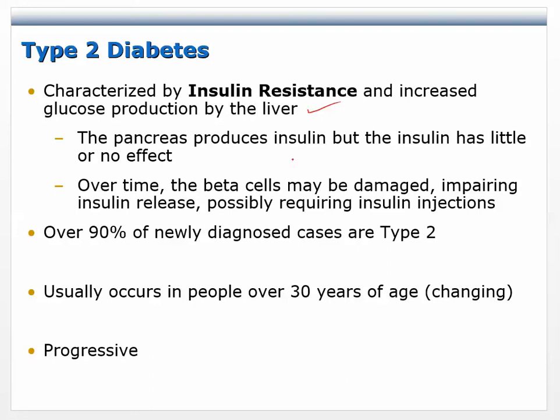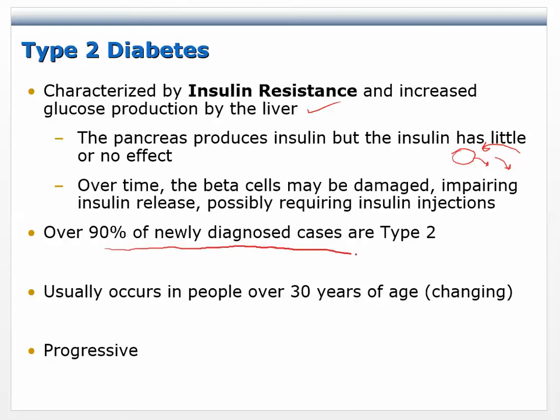So the pancreas produces insulin, but the insulin has little or no effect. Over time, the beta cells may be damaged, impairing insulin release, possibly requiring insulin injections. So this is where, in the beginning, all you're trying to do is get the cells to respond. That's what metformin medications do, some of them. But then over time, as you stop producing insulin, then you need different medications which will actually stimulate more insulin release and try to get the cells to respond. So medication can be a little tricky as type 2 diabetes progresses.